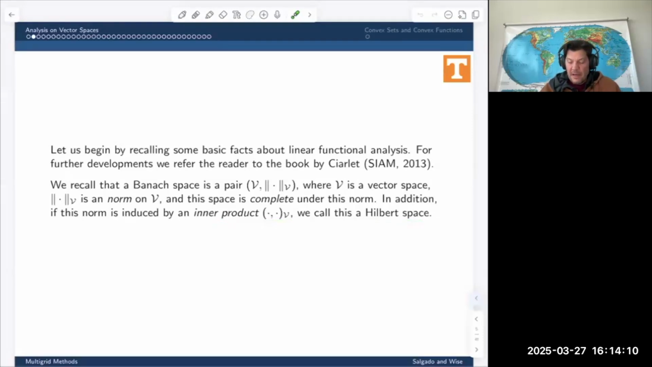So you all have seen this, especially those of you who have taken functional analysis and or applied linear analysis. I know that many of you took that course with me, which here at the University of Tennessee is numbered 547.